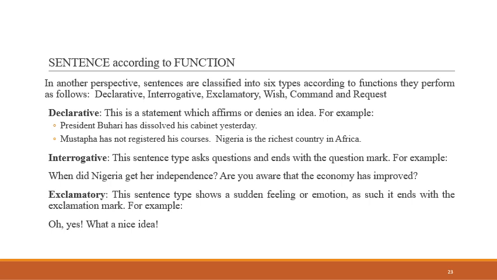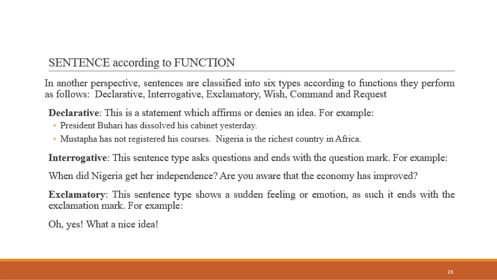Then from another perspective, sentences are classified according to the functions they perform, such as declarative sentence, interrogative sentence, exclamatory sentence, wish, command, and request. Let's see their examples and explanations. A declarative sentence is a statement which affirms or denies an idea. For instance, President Buhari has dissolved his cabinet yesterday. Mustafa has not registered his courses. And lastly, Nigeria is the richest country in Africa.